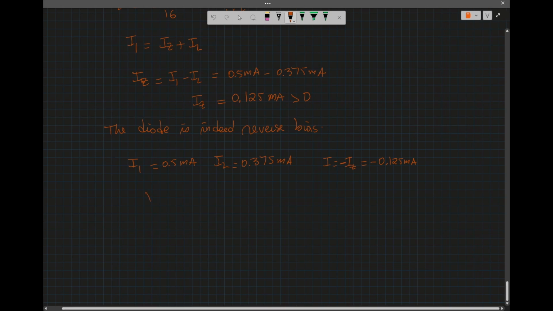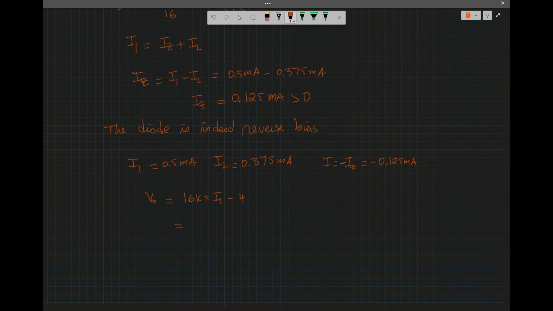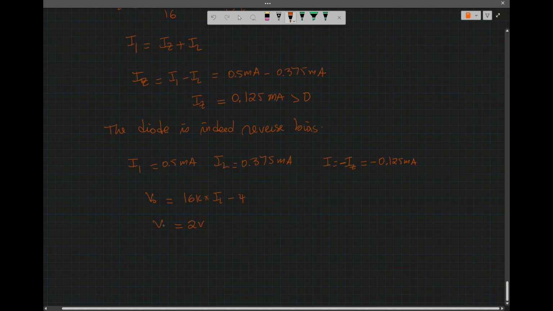And then V0 is 16K times IL minus 4. Okay, so 16 times IL, which is 0.375. So 16 times 0.375 minus 4. So that's 2 volt. So this is 2 volt.